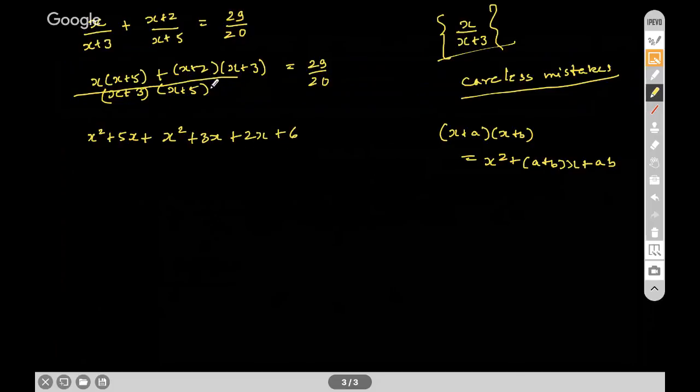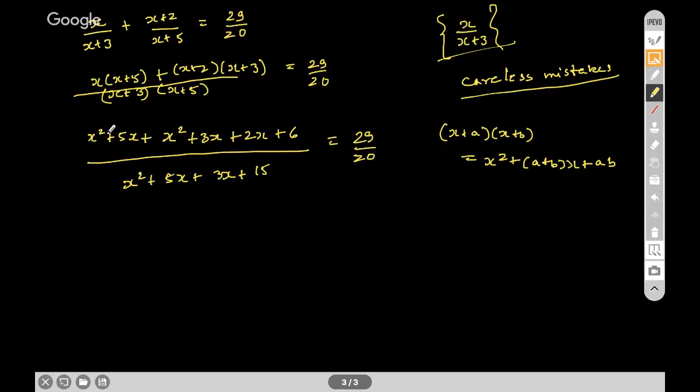And it is always a good practice to count the number of terms also, so that you shouldn't miss any particular term. So the product of two factors, with two terms each, will give you 4 terms. So see, I have got 4 terms, right? And in the denominator again, I should get 4 terms. What is it? x square plus 5x plus 3x plus 15. So 4 terms, right? And then here it is 29 upon 20.